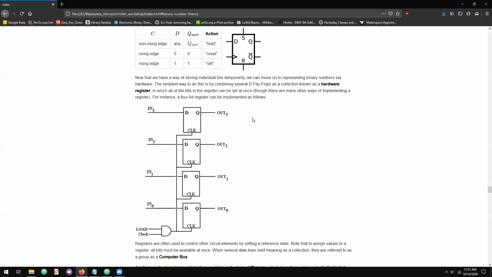So this hardware register is just a representation of a bit field. It is a set of D flip-flops, one common implementation that stores bits all at the same time.